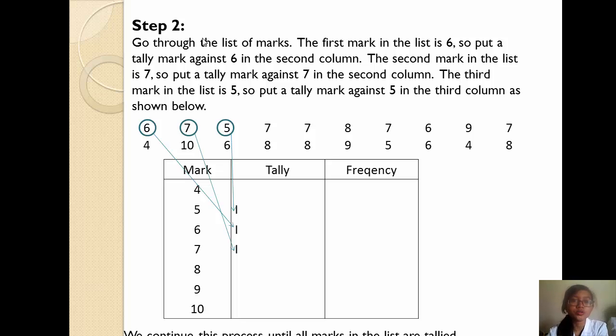Step 2. Go through the list of marks. The first mark in the list is 6, so put a tally mark against 6 in the second column. The second mark in the list is 7, so put a tally mark against 7 in the second column. The third mark in the list is 5, so put a tally mark against 5 in the second column as shown below. We continue this process until all marks in the list are tallied.